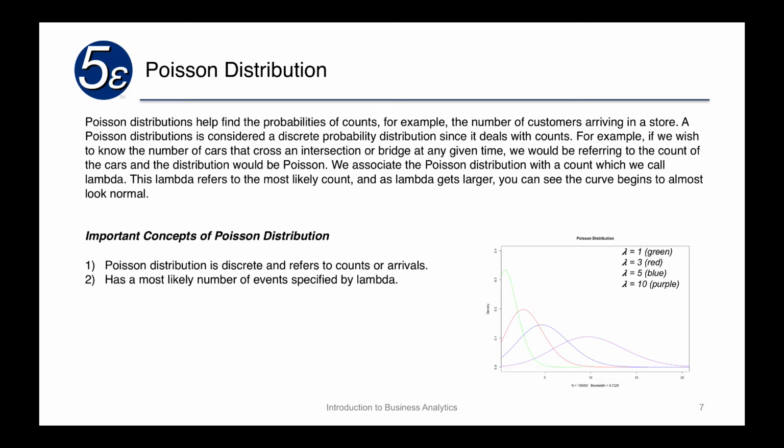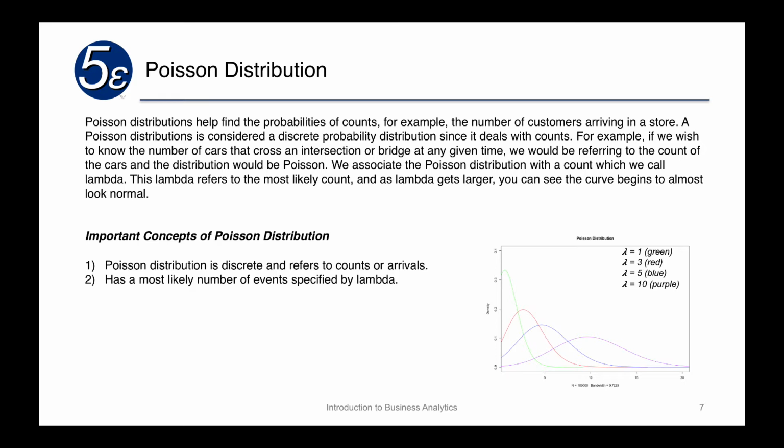We associate the Poisson distribution with a count, which we call lambda. This lambda refers to the most likely count. And as lambda gets larger on the graph to the right, you can see how the curve begins to almost look normal. The green one is where lambda is 1. The red one is where lambda is 3. The blue one is where lambda is 5. And as lambda is 10, it almost seems to have a bell curve to it. And this is one of the impacts of the law of large numbers and the central limit theorem.